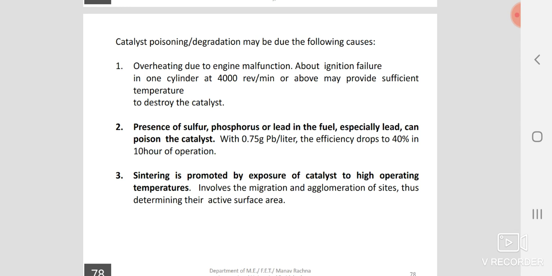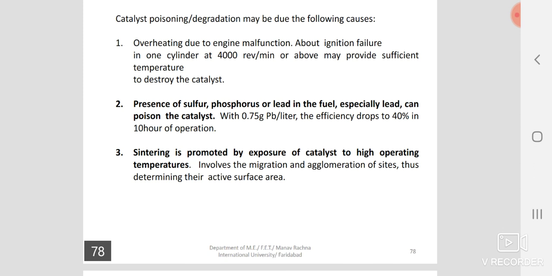Catalyst poisoning or degradation may be due to the following causes. Overheating due to engine malfunction. If the engine malfunction increases, say the temperature of the engine increases tremendously, then as a result of too high a temperature, it will destroy the catalyst. I said the catalyst should have a temperature of about 270 degrees centigrade minimum to be 50% operative. That's true. But if the temperature is too much, say it increases to 700, 800 degrees centigrade, it will kill the material properties of the metal. It won't react. As a result, there will be no carbon dioxide and no water produced.